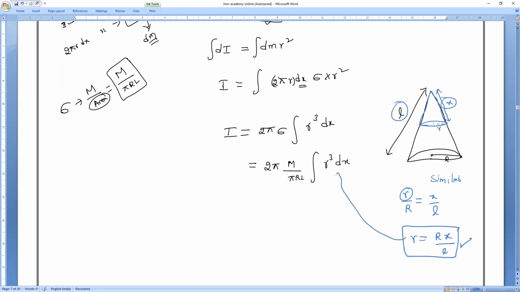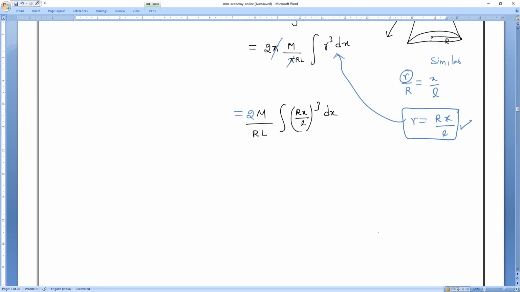Now this value, you can replace it here. So we'll get 2 pi into, anyhow pi will get cancelled. Can I remove the pi? Will you all agree with me? You speak, it is good. If I keep on teaching, what is the use? So 2M divided by R L, integration of r cube, what can I write in place of r cube? R x divided by L whole cube into dx. Any problem? Ask me.